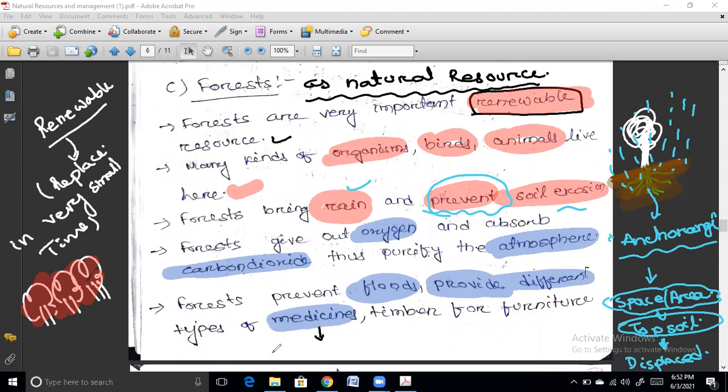The medicinal plants, they provide the medicines. Okay, the medicinal plants, or we may call them Ayurvedic plants, because all the Ayurveda medicine depends upon the forests. Ayurveda is purely dependent upon your forest. So the main source of Ayurveda medicine is your forest.